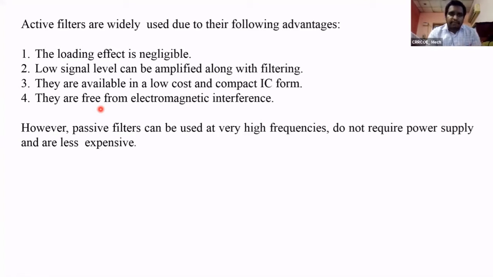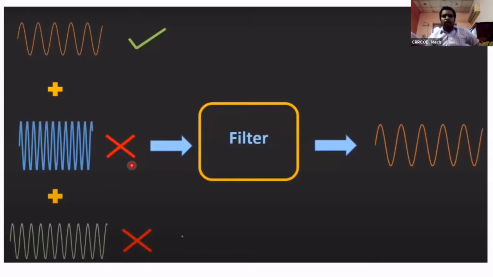Next, they are available in low cost and compact IC, meaning integrated circuit, form. That's why active filters are widely used in industries. At the same time, they are free from electromagnetic interference. That is also one of the advantages of active filters. Now we see what a filter is.